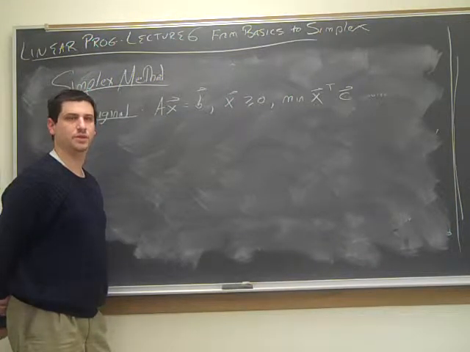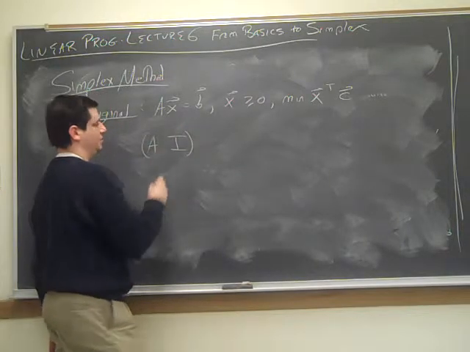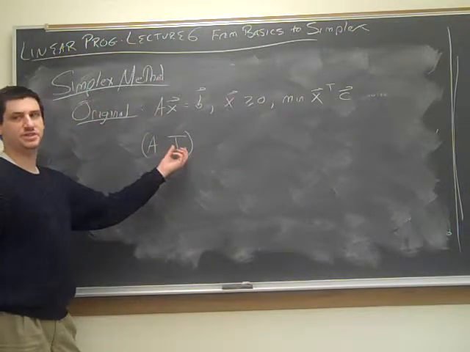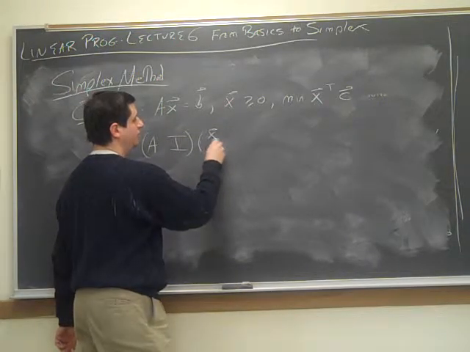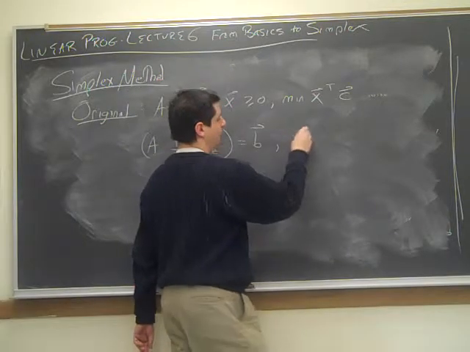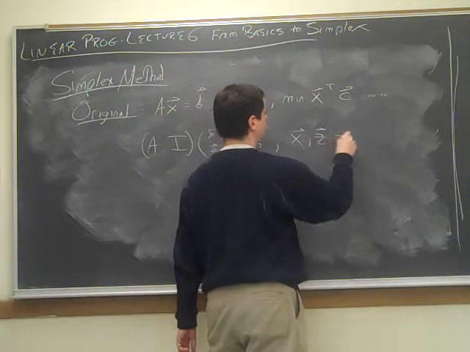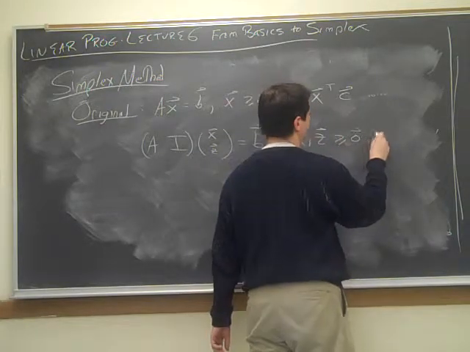Okay? We're going to look at a new problem. I'm going to make this expanded matrix. I'm going to put an identity matrix down here, and I'm going to put in a new vector Z here. So X and Z have different sizes, so a little bit of abuse of notation.